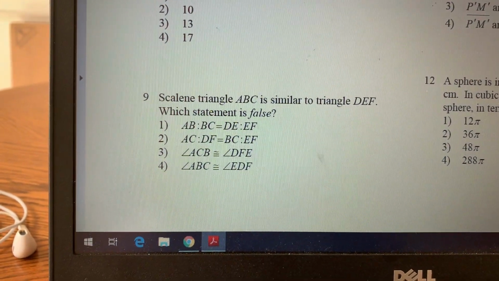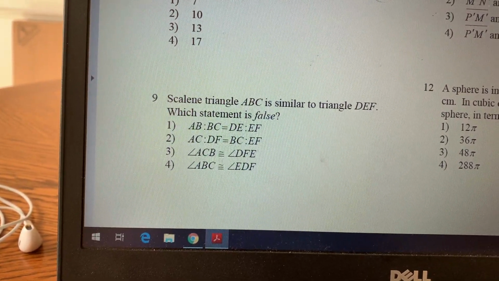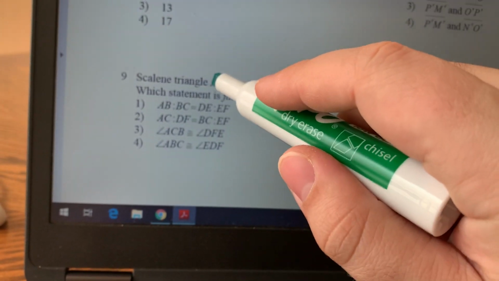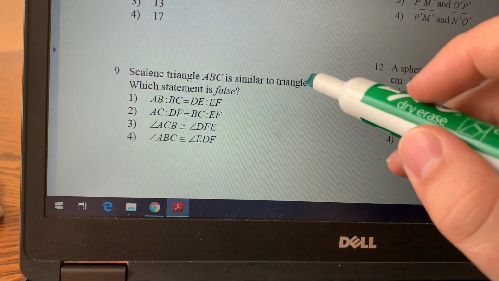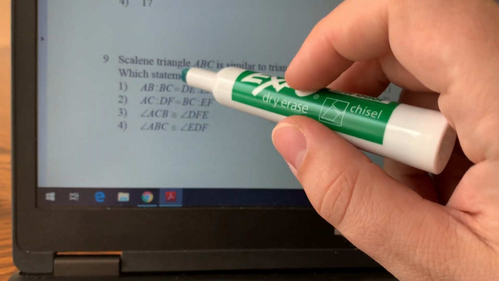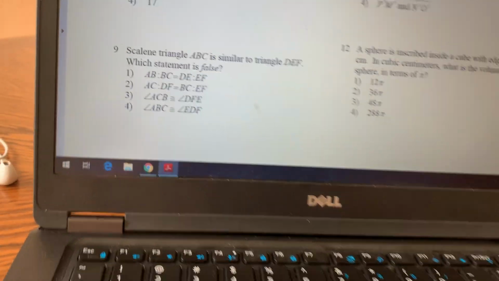Okay? Which statement is false? AB over BC is equal to DE over EF. Well, again, our letters to our sides match up. AB is first, DE is first. To BC and EF. BC is the second 2 letters, EF is the second 2 letters, okay?